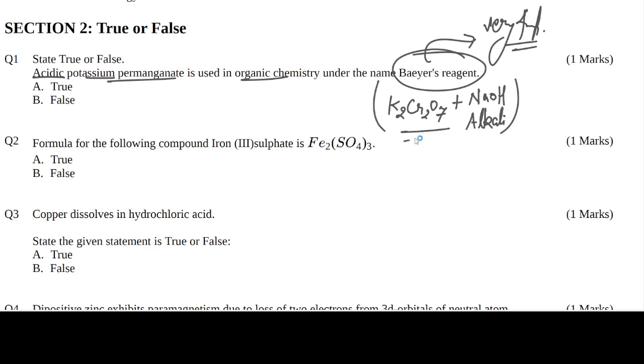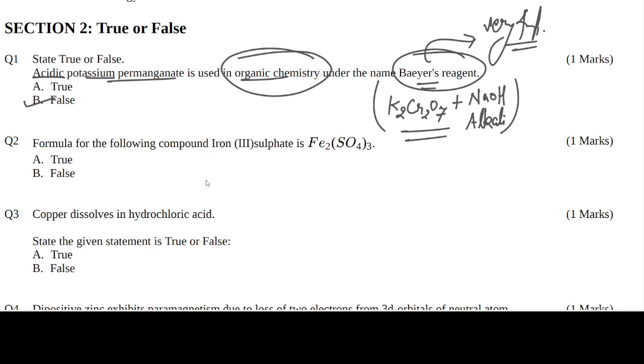That kind of solution is known as Baeyer's reagent, and this is a very important reagent for organic chemistry and organic synthesis. But here the option is acidic potassium permanganate. So this statement is false, because Baeyer's reagent is not acidic potassium permanganate, it is alkaline potassium permanganate. So remember this point.